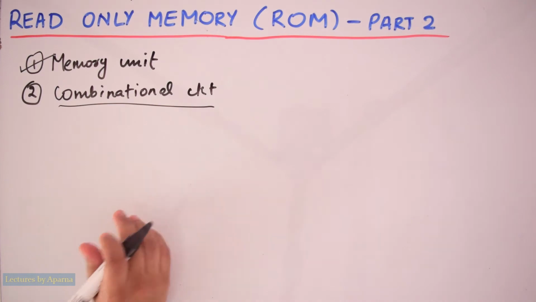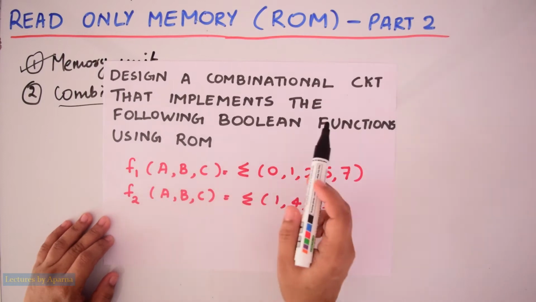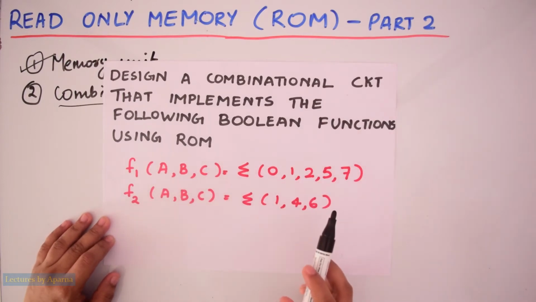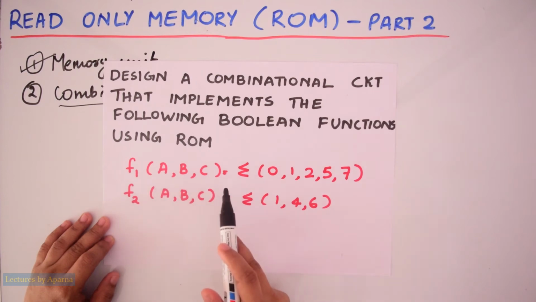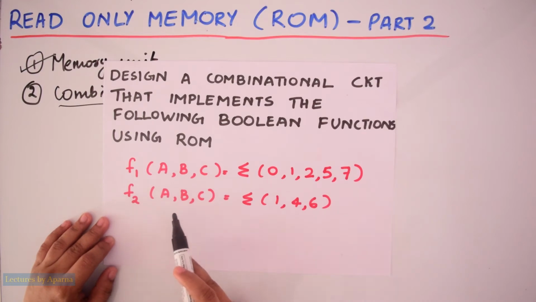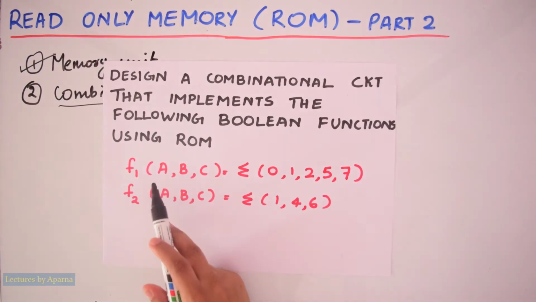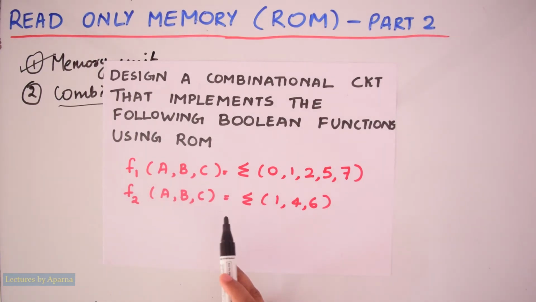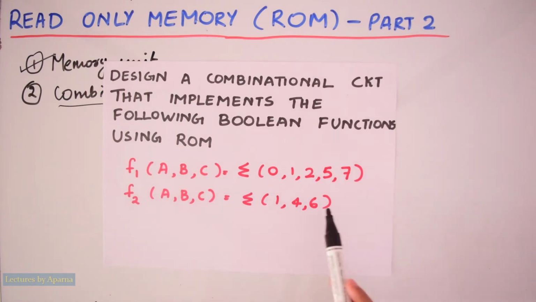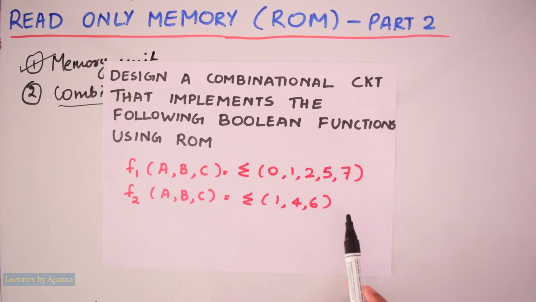So let's read the question. Design a combinational circuit that implements the following Boolean functions using ROM. F1 of ABC equal to sigma 0, 1, 2, 5, 7. F2 of ABC equal to sigma 1, 4, 6. So here there are three inputs A, B, C and two outputs F1 and F2. The outputs are written as a sum of minterms. This form is known as sum of minterms. So first step is to write the truth table.